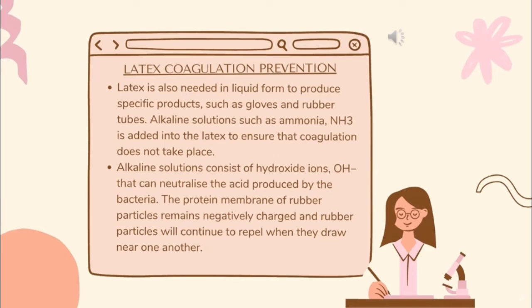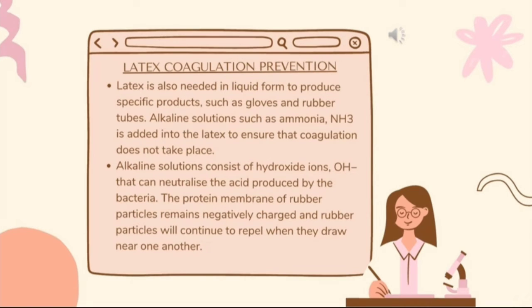Latex is also needed in liquid form to produce specific products such as gloves and rubber tubes. Alkaline solutions such as ammonia are added into the latex to ensure that coagulation does not take place. Alkaline solutions consist of hydroxide ions that can neutralize the acid produced by the bacteria. The protein membrane of rubber particles remains negatively charged, and rubber particles will continue to repel when they draw near one another.